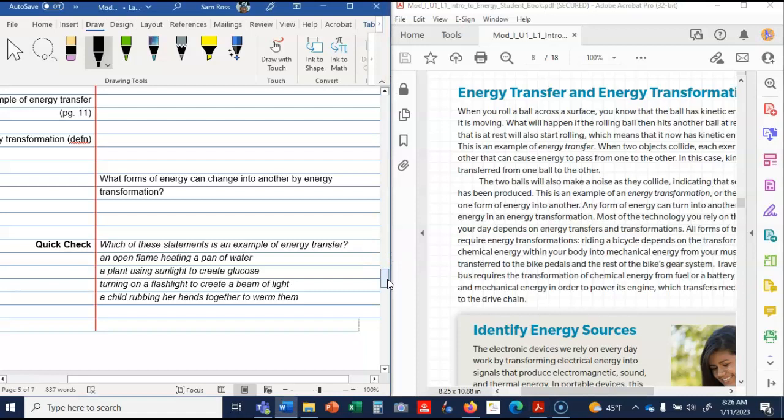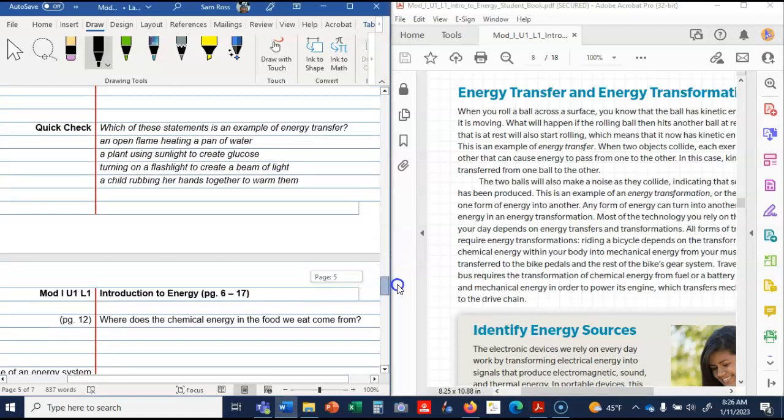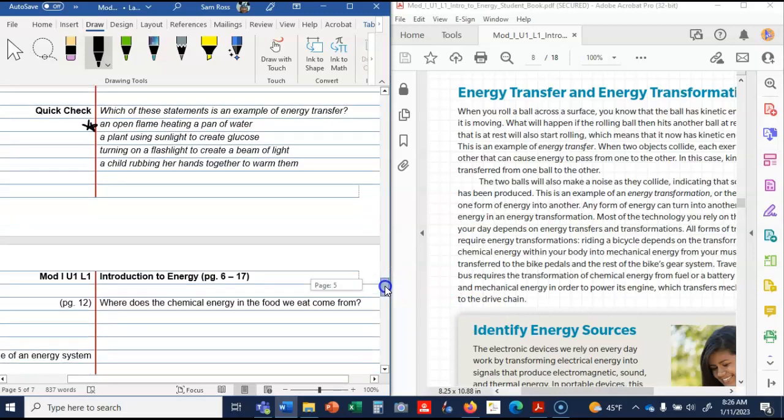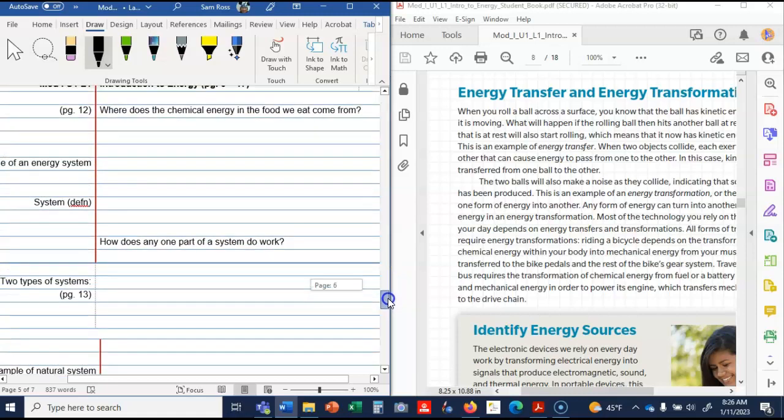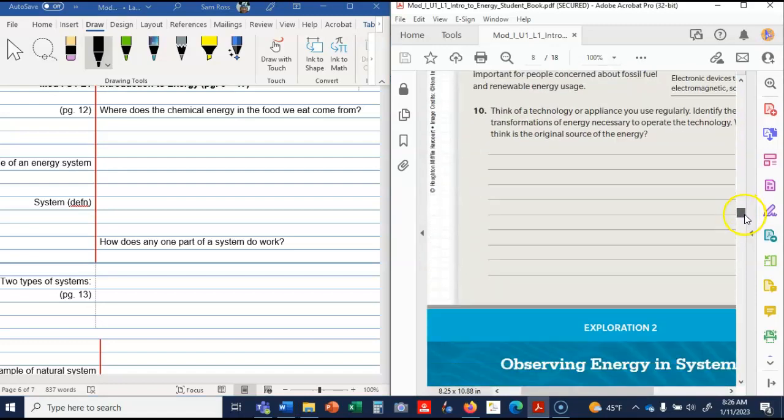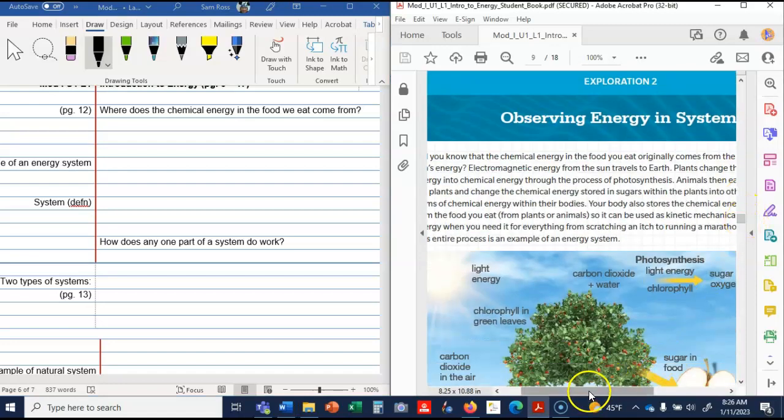Okay, and then we have another quick check. Which of these statements is an example of energy transfer? It's going to be this first one, an open flame heating a pan of water. We're going to keep on to 12. So if this is 11, this is 12.